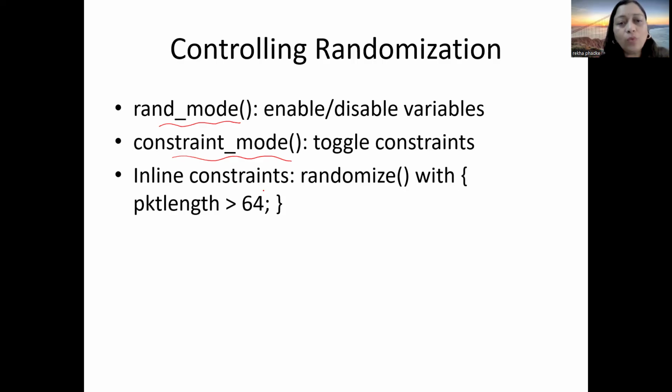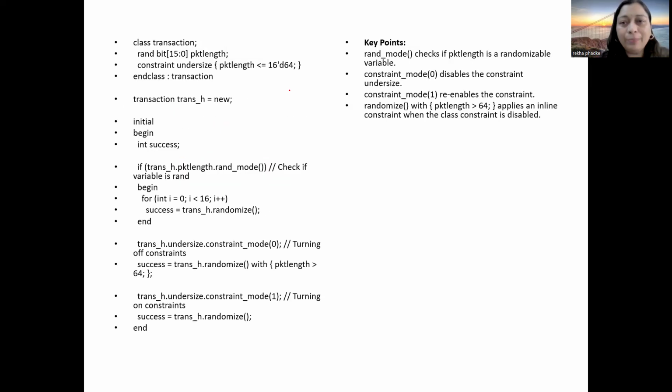And we also have what are called inline constraints, for which the keyword is with. Let's see with an example and understand these features of randomization. Here I've taken a class transaction. The variable packet length is rand, of 16-bit type, and I'm constraining it. The name of the constraint is undersize, and undersize constrains packet length to have a value which is always less than or equal to 64, a decimal value.